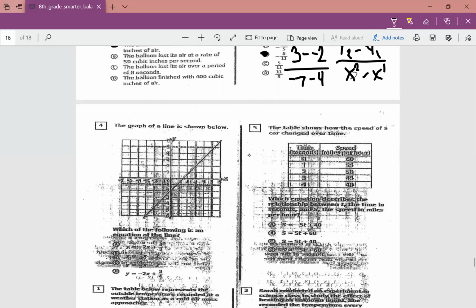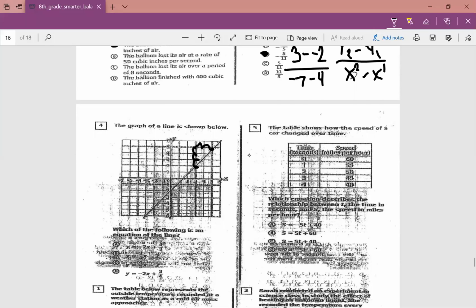Question number 4. The graph of a line is shown below. Which of the following is an equation of the line? So the line rises 4 units for every 3 units of run. So you can pick 2 points. Say you want to do this one and this one. It goes 1, 2, 3, 1, 2. Or rises 4 units for every 3 units of run. So its slope is 4/3.